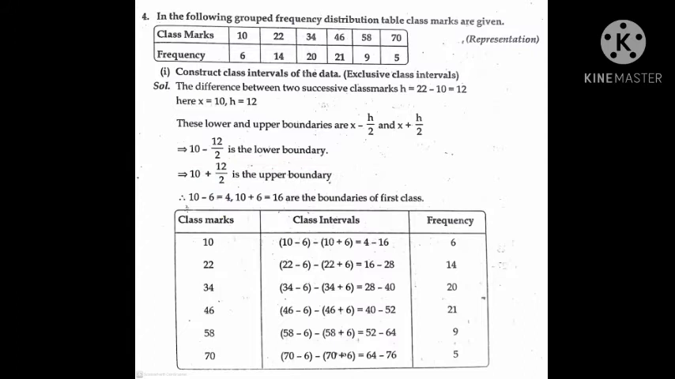Next step, we have to create the table with 3 columns. That is class mark, class intervals, frequency. Already class marks and frequency are given. Only we should find class intervals in the first question. The first one is 10. Next, class interval 10 minus 6 dash 10 plus 6.